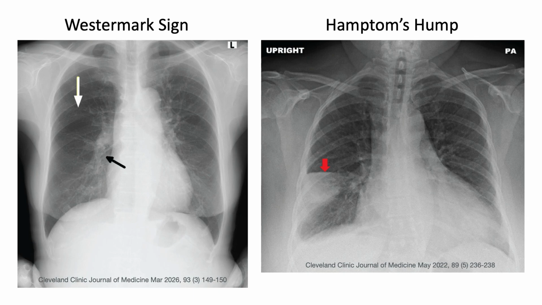So this is just showing you that Westermark sign, where you have a pulmonary artery occlusion and there's no blood flow in that area, so you have that focal area of oligemia. Hampton's hump is showing you this nice wedge-shaped infiltrate where you had a blood clot lodged in that pulmonary vessel, and that lung infarcted, and now you can see a bunch of inflamed dead lung tissue there.